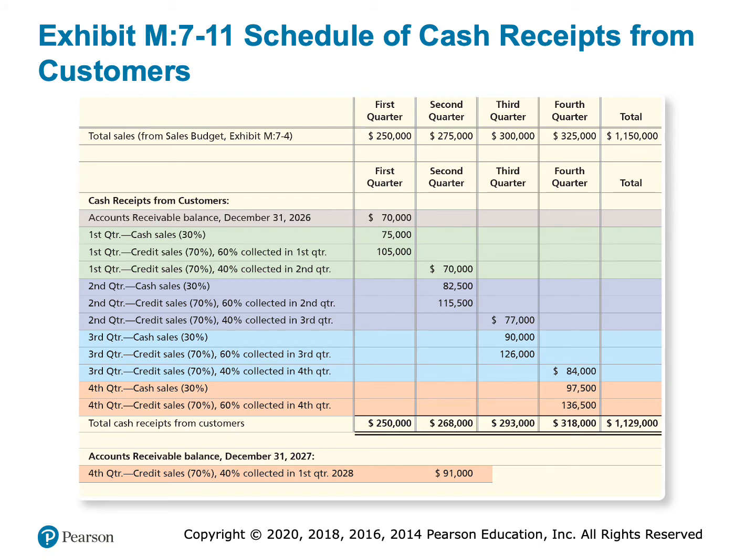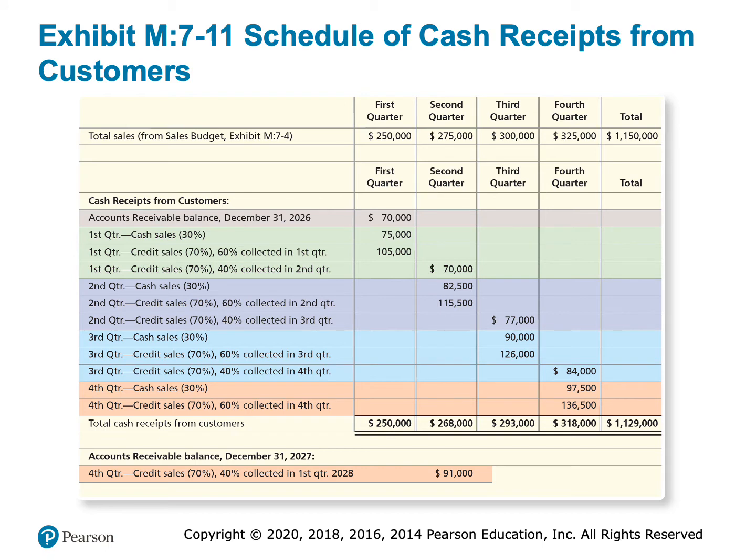Of the credit sales, so if total sales are 325 and the cash sales are 97.5, then our credit sales are 227,500. 60% of those will be collected in quarter four. The other 40% will be collected in the following year, in 2028. So quarter four is collecting quarter four's cash sales, 60% of quarter four's credit sales, and then 40% of quarter three's credit sales, for a total of 318.